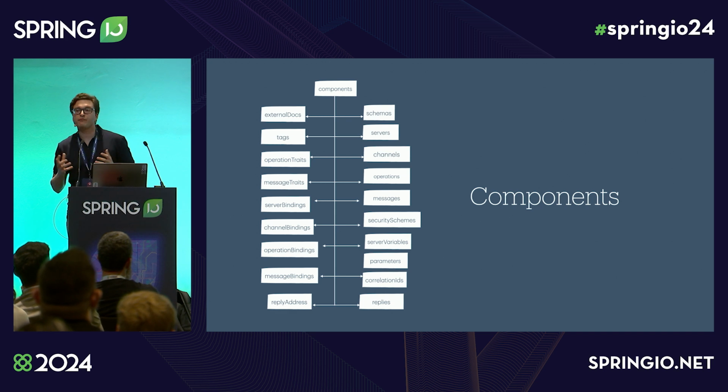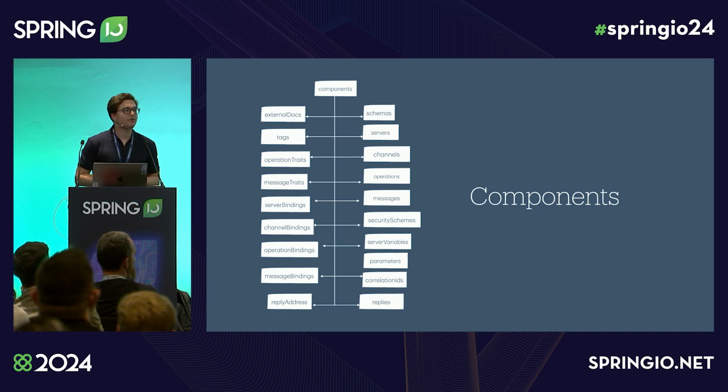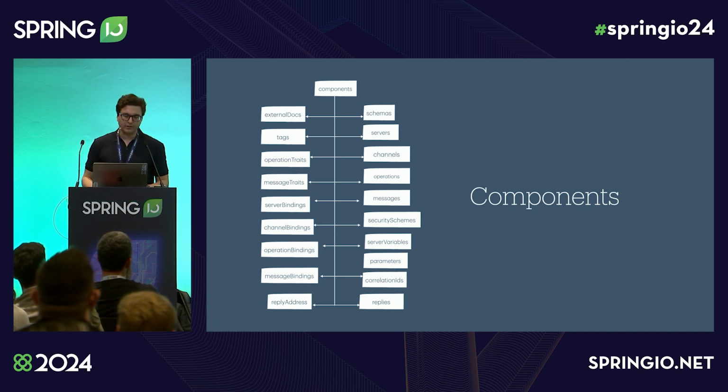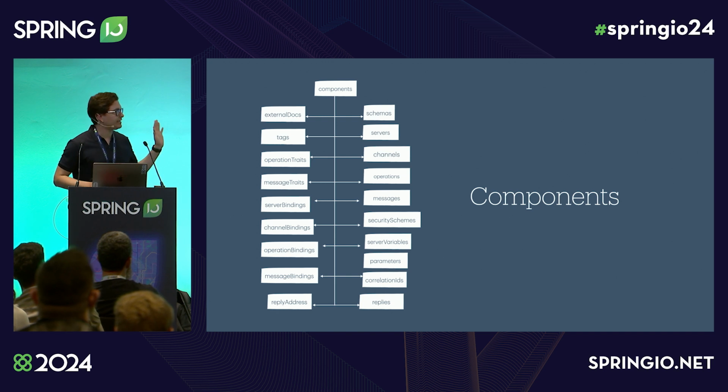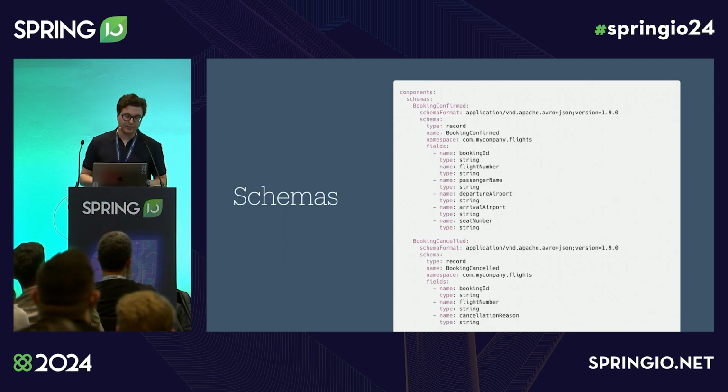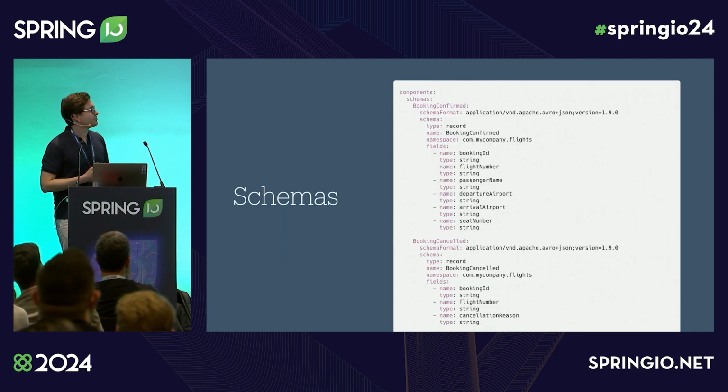After that, we have components. Components can be almost everything that you can define inside of your AsyncAPI file, and it's everything that is reusable, right? So you could define a message, for example, that is reusable across your AsyncAPI file. We will define it here and then reference it elsewhere. For example, a type of component is schemas, right? So these are the payloads of your messages.